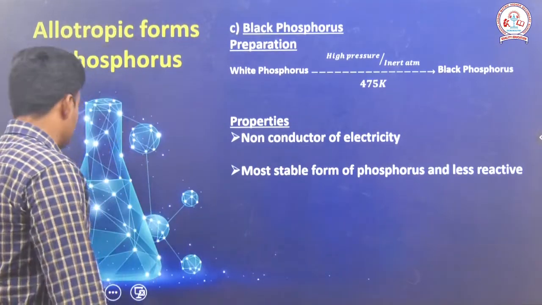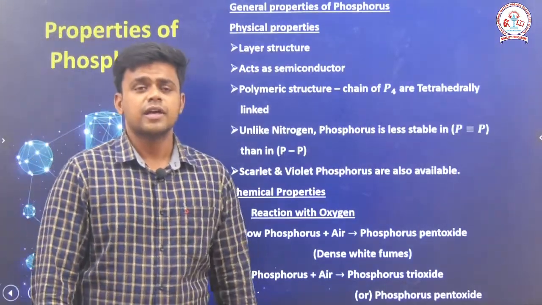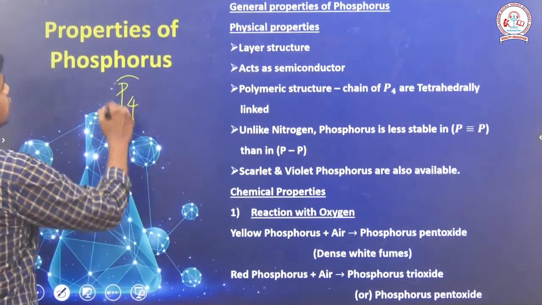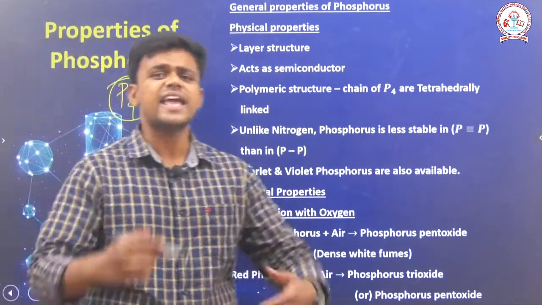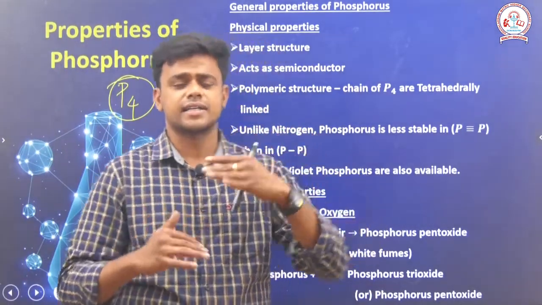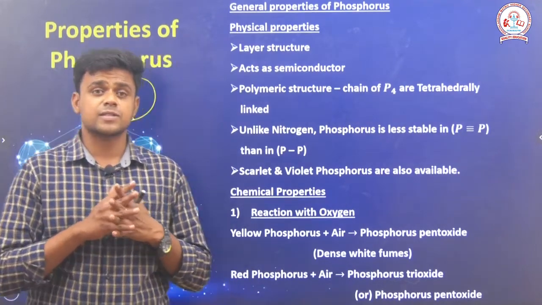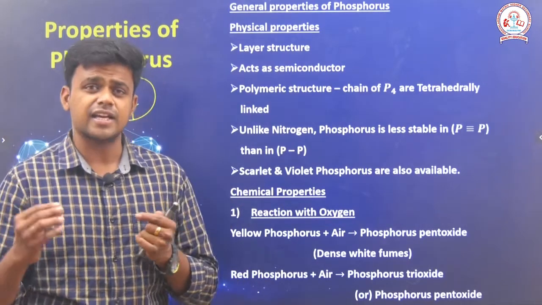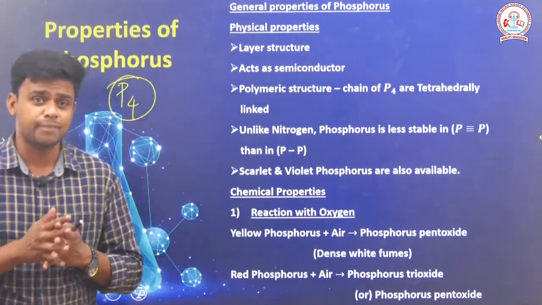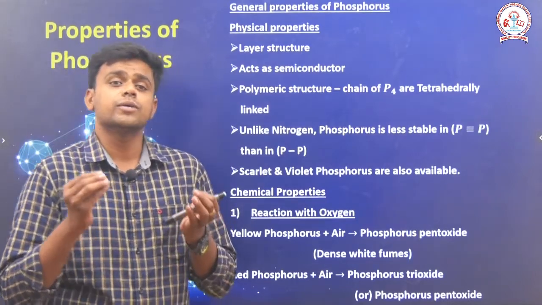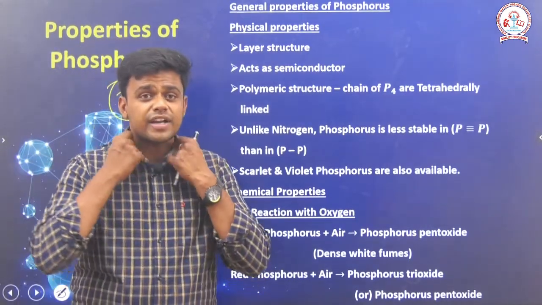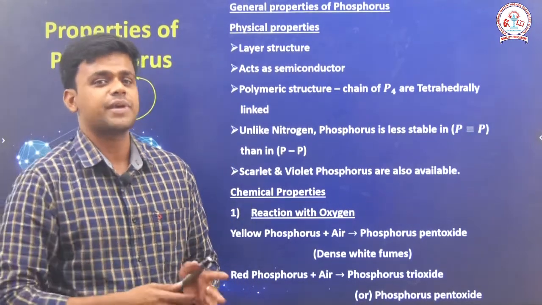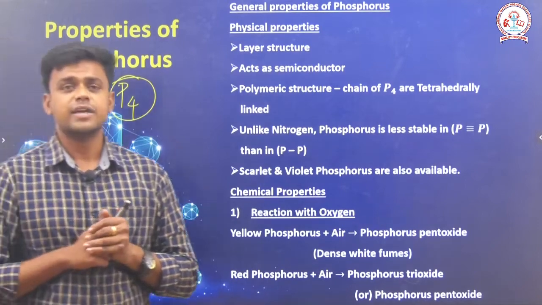Then, general properties. This phosphorus actually exists as P4. How does it exist as P4? This P4 has a layered structure, one beneath the other. And this phosphorus is capable of conducting electricity when there is an addition of impurities like other elements, trivalent and pentavalent impurities. If you add them, you will be able to make this phosphorus conduct electricity. Definitely, if something is capable of conducting electricity on the addition of impurities, it must be a semiconductor. So that is why it acts as a semiconductor.